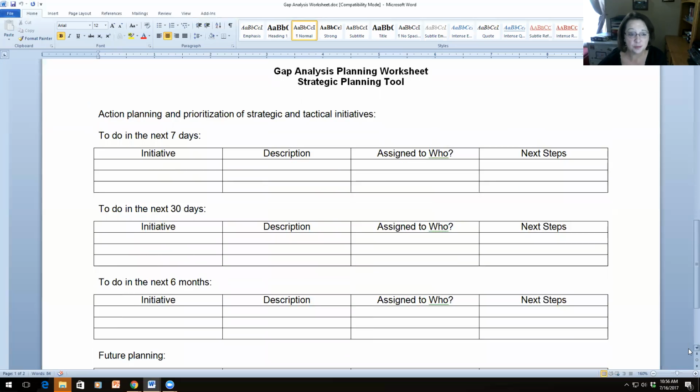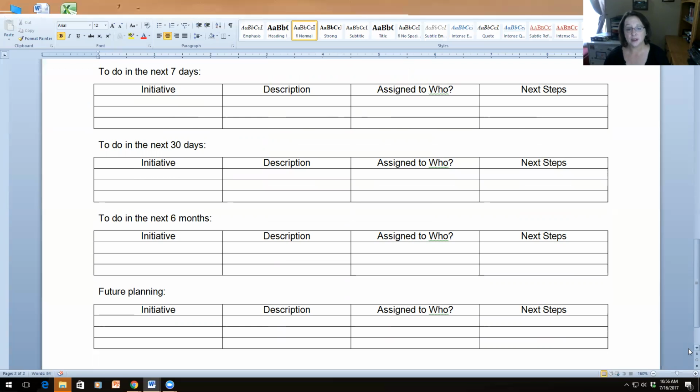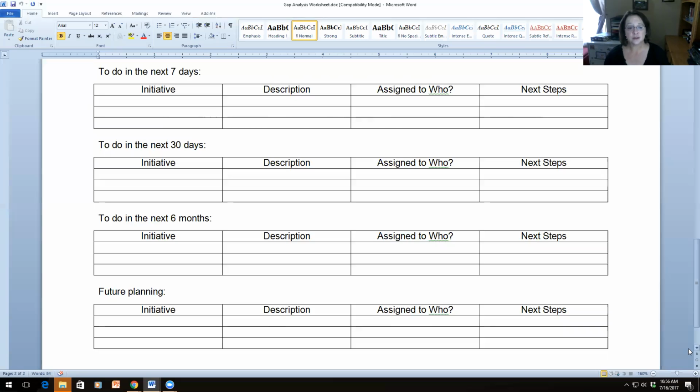It's all the action plan and prioritization. So now that you have all the ideas on the table, how do we put that into reality? You can create your own form on how you want to get here, but I like to segment their thinking. What can we do in the next 7 days? What can we do in the next 30 days? How about the next 6 months, and then the future planning? And then you can go into the other pieces.